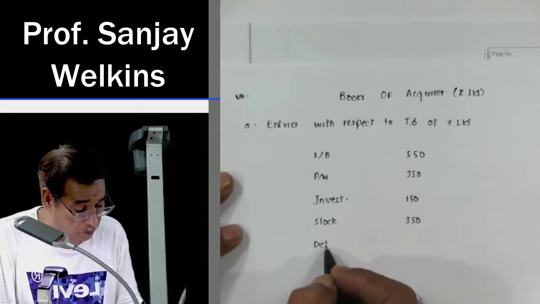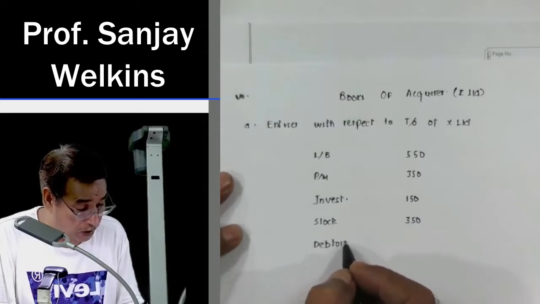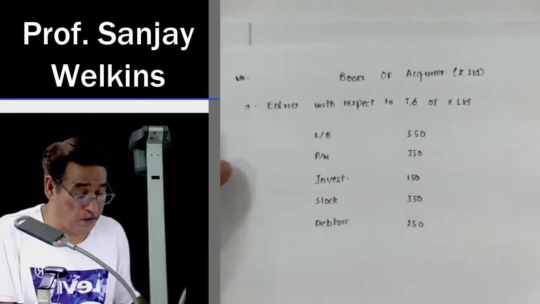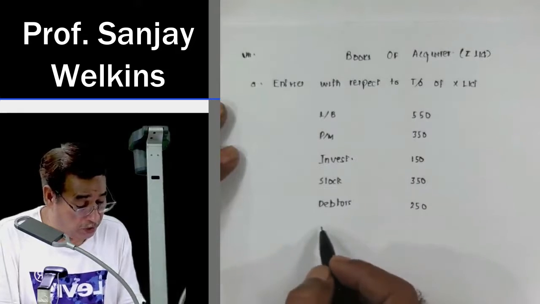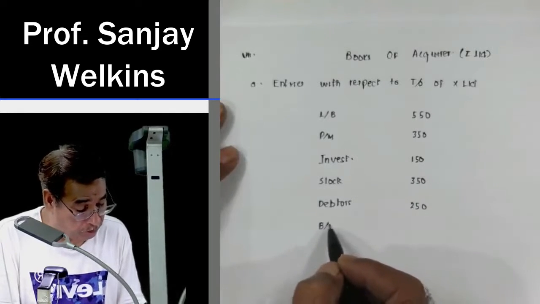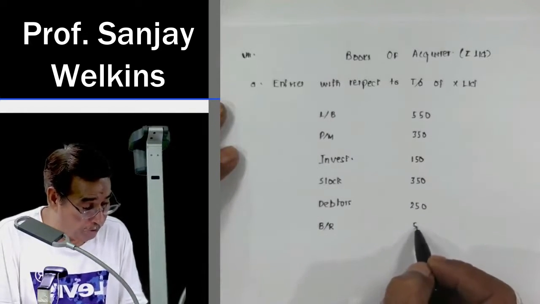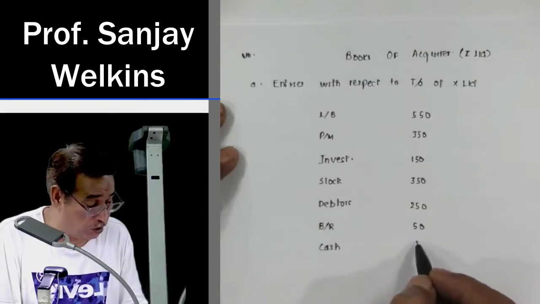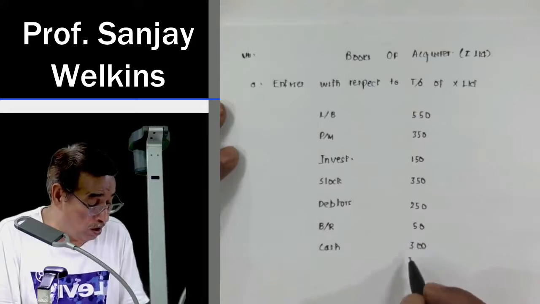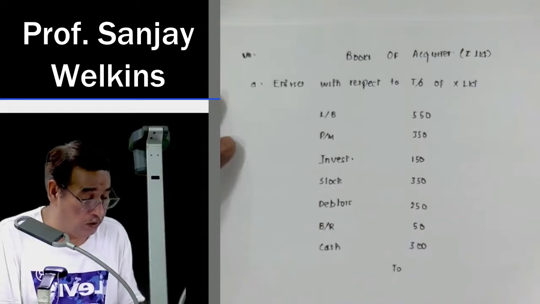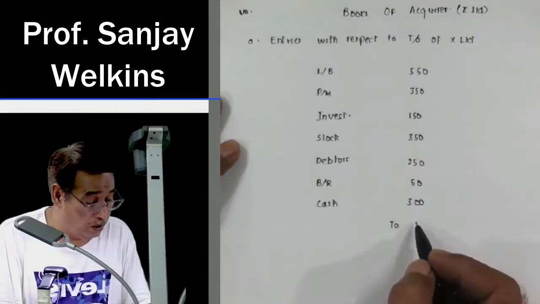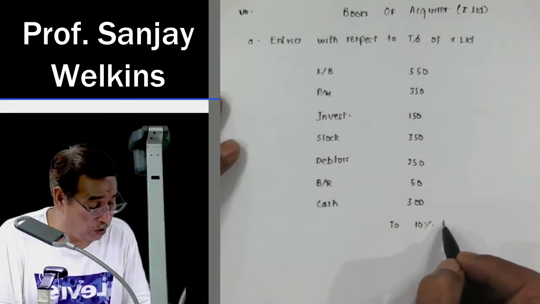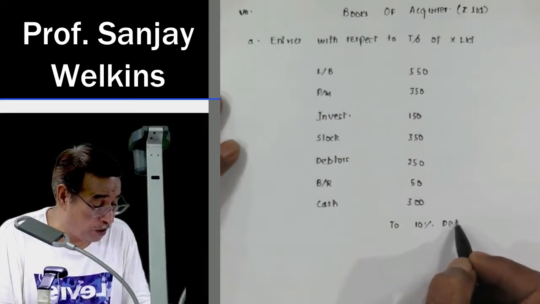Debtors 250. Correct? Debtors 250. And then we had bills receivable 50. Cash at bank, I'm simply writing cash, 300. Then we took over their liabilities, 10% debentures. Now here I would like you to let me know what figure should I write.